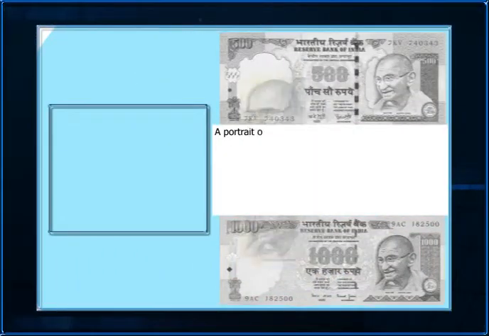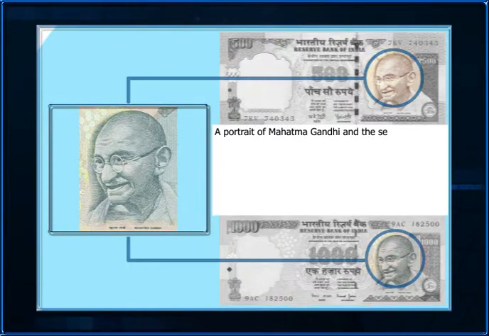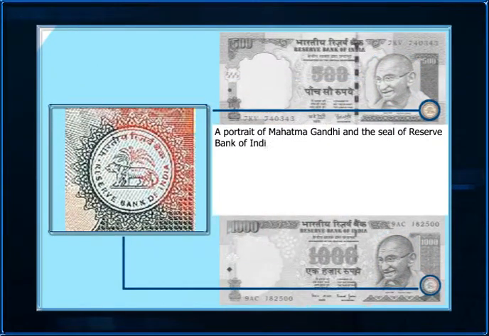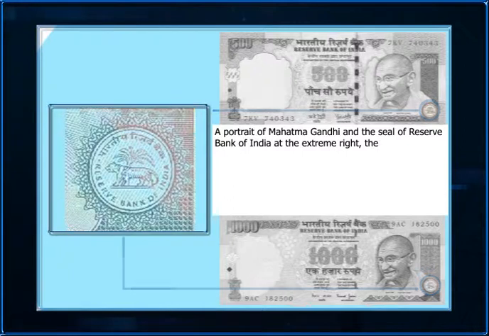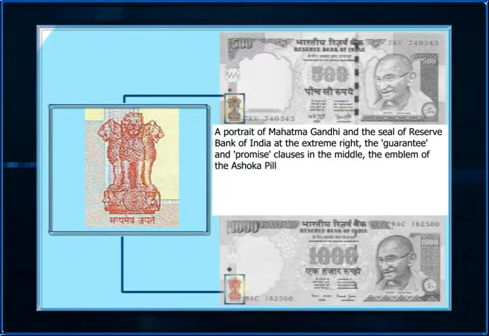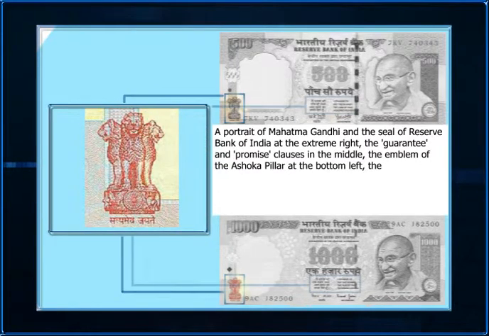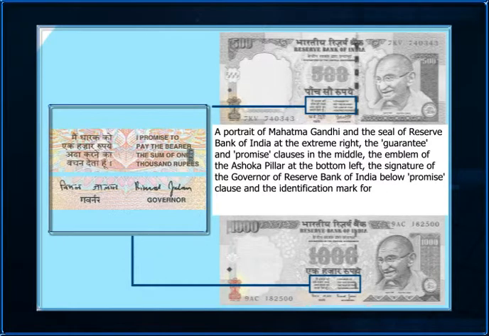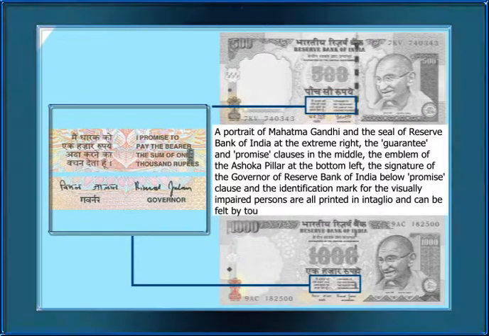A portrait of Mahatma Gandhi and the seal of the Reserve Bank of India at the extreme right, the guarantee and promise clauses in the middle, the emblem of the Ashoka pillar at the bottom left, the signature of the Governor of the Reserve Bank of India below the promise clause, and the identification mark for the visually impaired are all printed in intaglio and can be felt by touch.